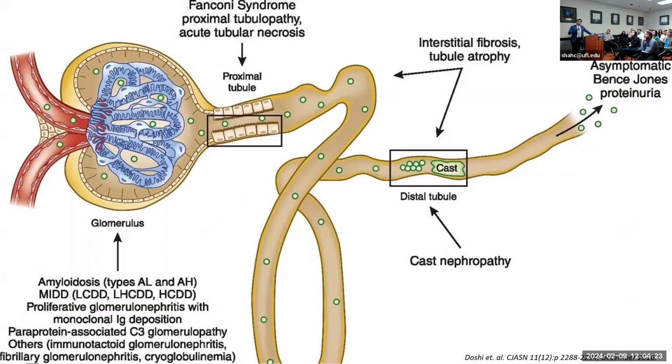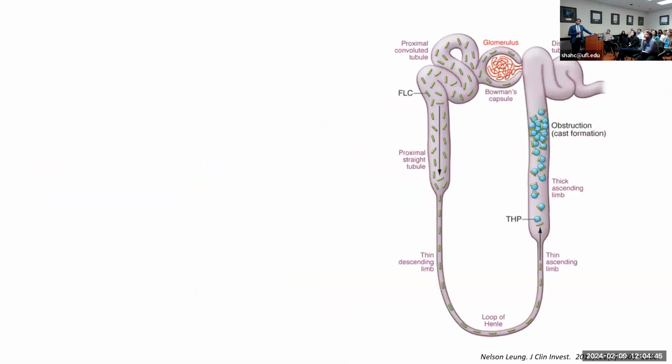My goal today is to discuss, out of all the diseases, only cast nephropathy, which is primarily associated with multiple myeloma. All of the other diseases described are primarily associated with MGRS, monoclonal gammopathy of renal significance, but in multiple myeloma, more than 90% of patients will have cast nephropathy. They can have a combination of diseases, but the primary disease is cast nephropathy, which is the goal of our discussion today.